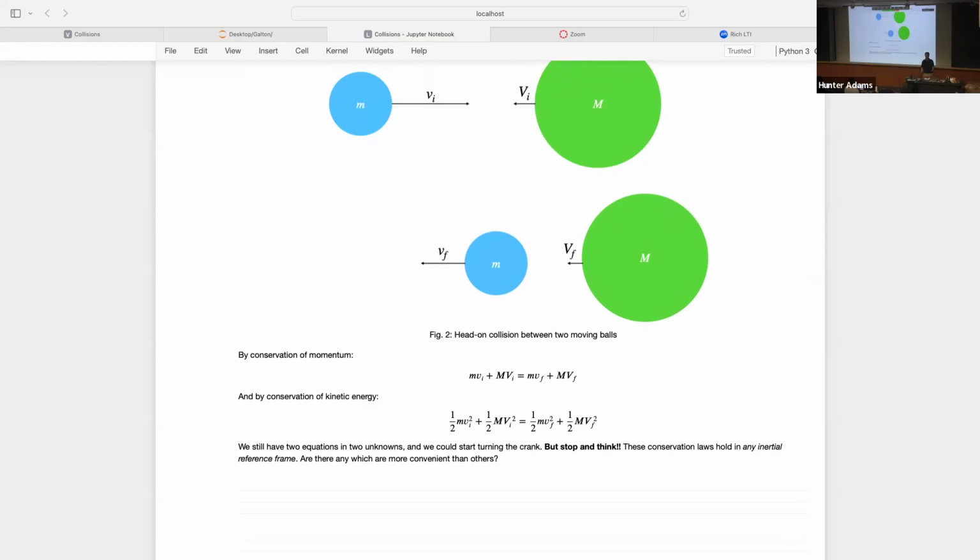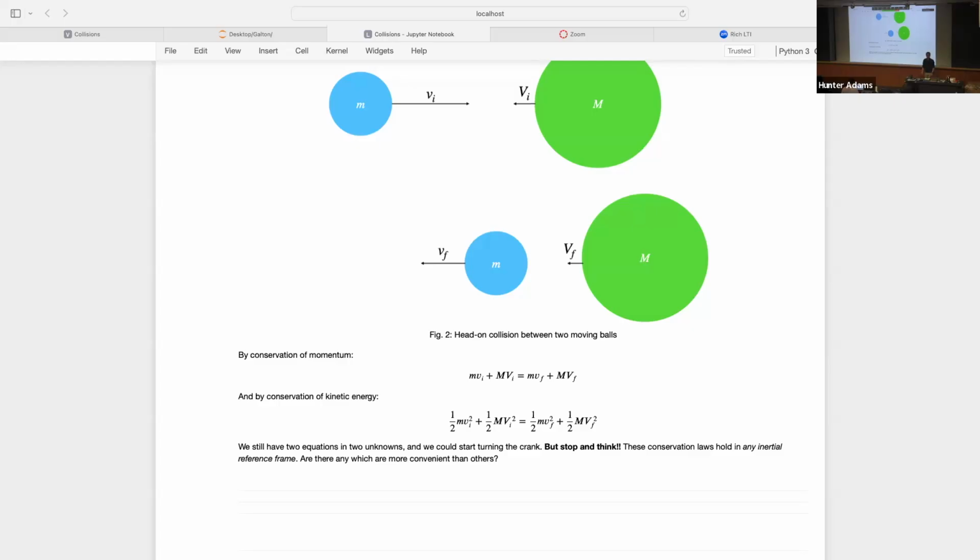The temptation to avoid is to say, I have two equations and two unknowns, let me just go, right? You could just go through and start doing the algebra here, and you would arrive at absolutely the right answer. Or you could stop for a minute and think about this. And you say, okay, these two conservation laws hold in any inertial reference frame, any frame that's not accelerating. There's no reason in particular that we just happen to be using this one, the stationary reference frame where the balls are colliding on a table in front of us or something, right?